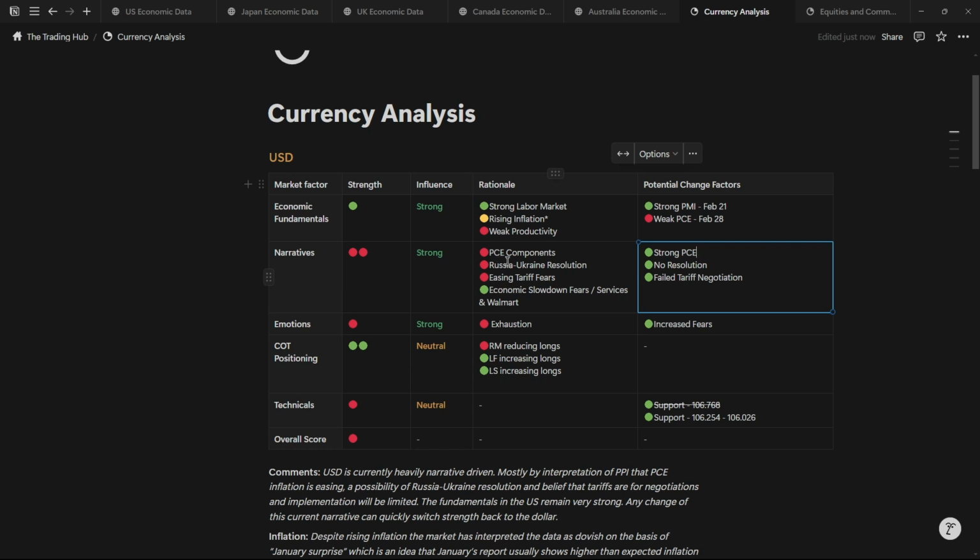Next, we have Russia-Ukraine resolution. The expectations that the Russia and Ukraine war will come to an end is driving the price of the dollar down. Same, we have easing tariff fears. So basically, what are people talking about now? What is moving price? What's the sentiment? That's what narratives are, right? So you can look at this, you can form your analysis and so forth.